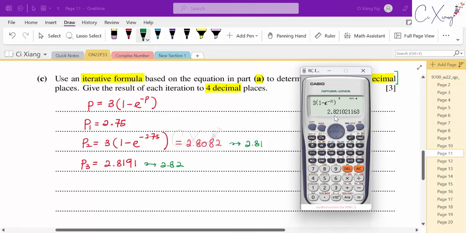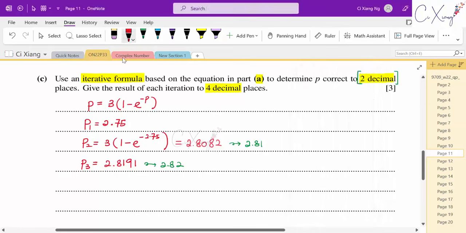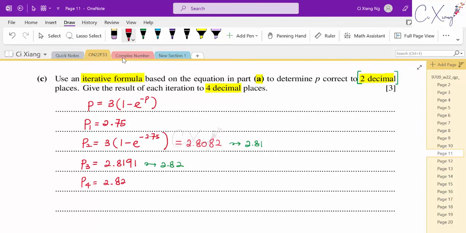Next value will be 2.8210. So I'm having 2.8210. Okay, if you double check the 2 decimal places answer for this one, it is 2.82. But you can see that the value are repeated already. Then for me myself, usually I want to make it safe or to make it confirm. I usually will go through with maybe extra 1 more iteration.